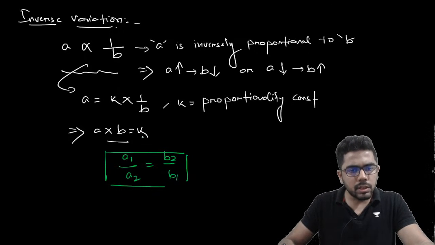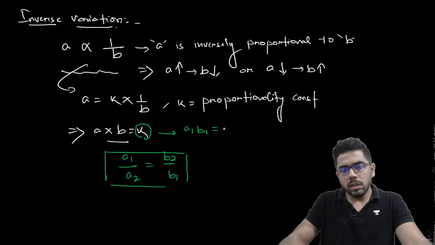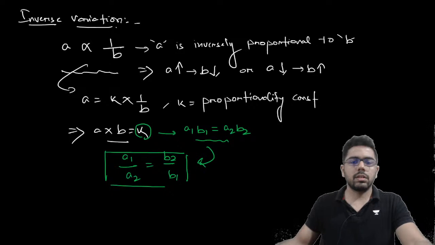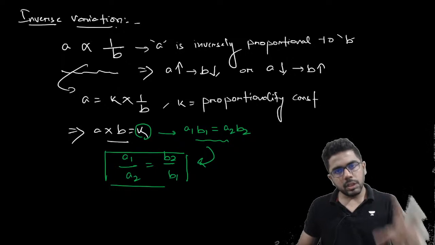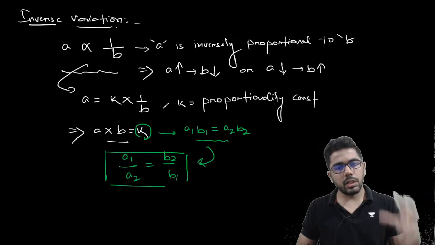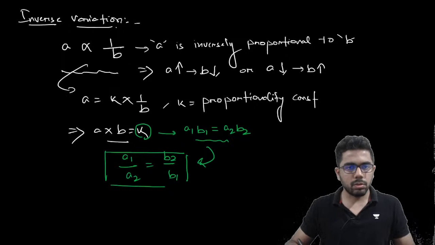कैसे मिल रहा है? तुम यहाँ पे देख सकते हो that A into B is constant. So I can write A1 B1 is equal to A2 B2. Now just rearrange the terms and you'll get this. A1 by A2 is B2 by B1. Whereas in direct variation it is A1 by A2 is equal to B1 by B2. सीधा सीधा रहता है. Inverse में just उसका reciprocal हो जाता है.